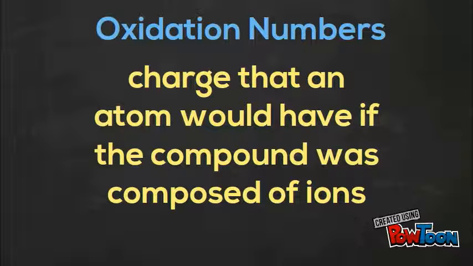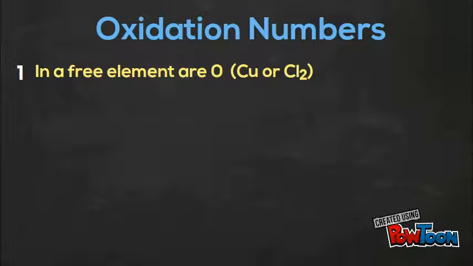Oxidation numbers are defined as the charge that an atom would have if the compound was composed of ions, and they are used to keep track of electron transfers to see which elements are oxidized and which are reduced in a certain equation. When assigning oxidation numbers, there are 5 basic rules. The first rule is that free elements have an oxidation number of 0. So copper or Cl2 both by themselves have an oxidation number of 0.